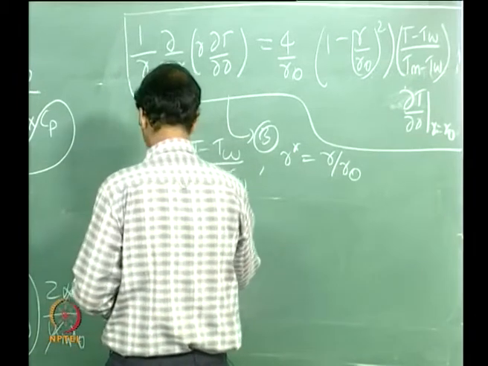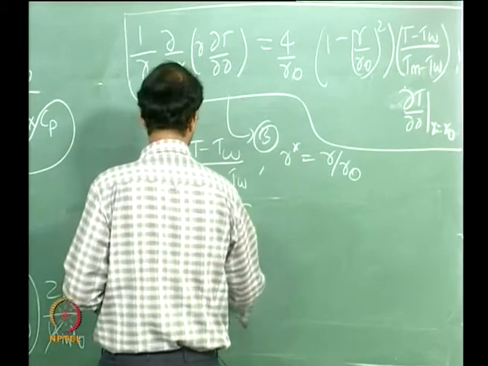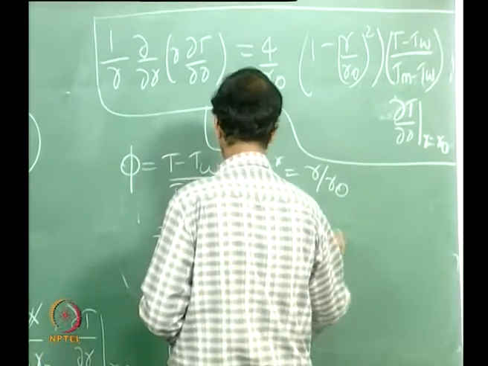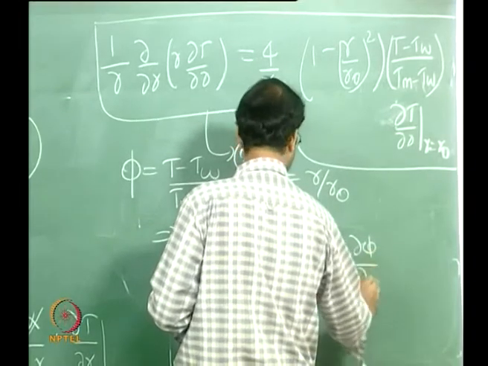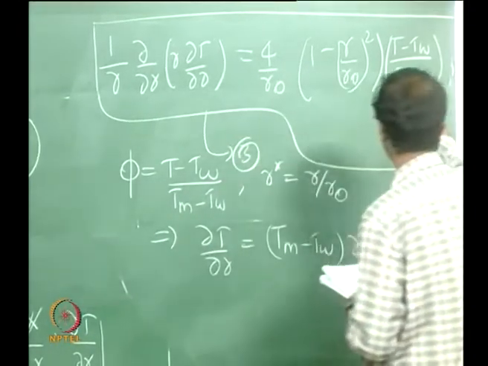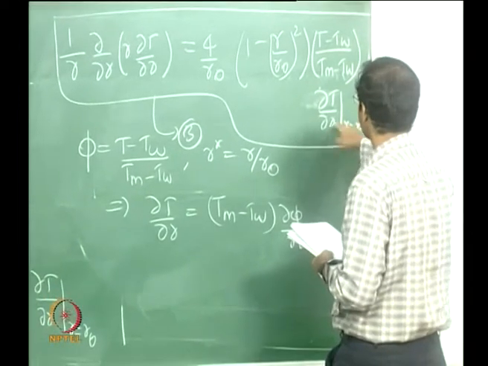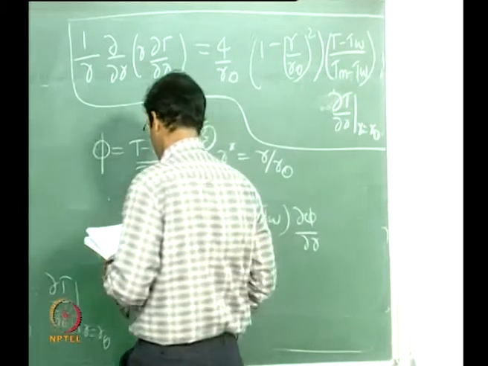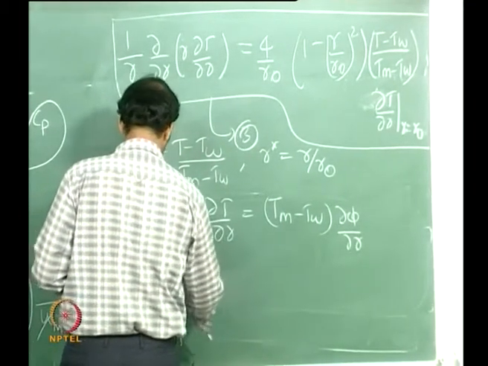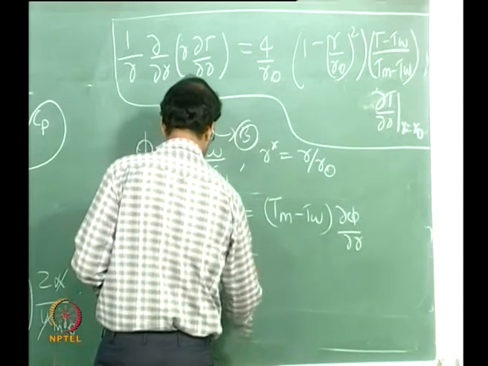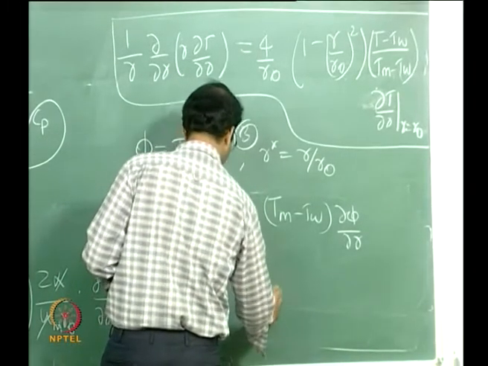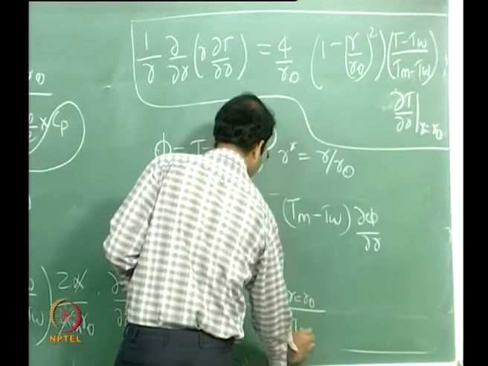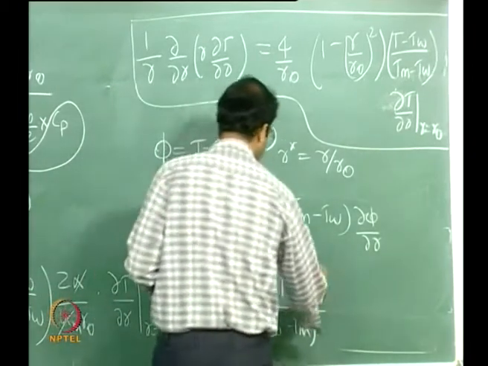from this expression I get that my dT by dr is equal to Tm minus T wall into d phi by dr. So I can substitute for dT by dr as Tm minus Twall into d phi by dr. Tm minus Twall cancels here. I can also define my Nusselt number as dT by dr at r equal to r naught divided by Twall minus Tm, into the diameter. The diameter is nothing but twice r naught.